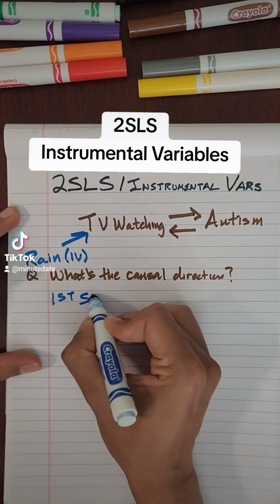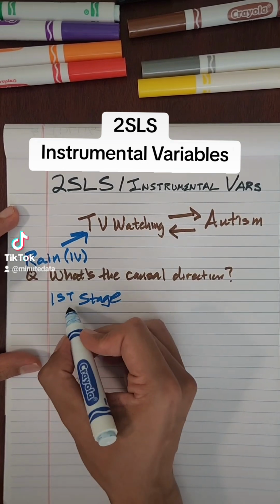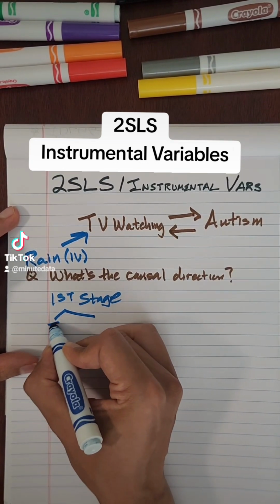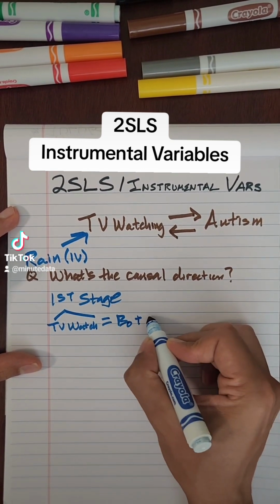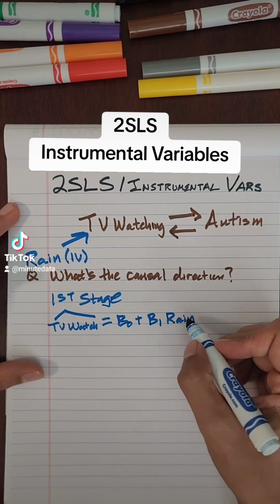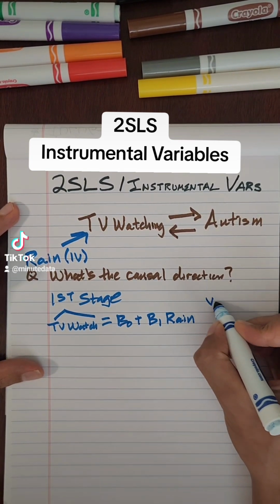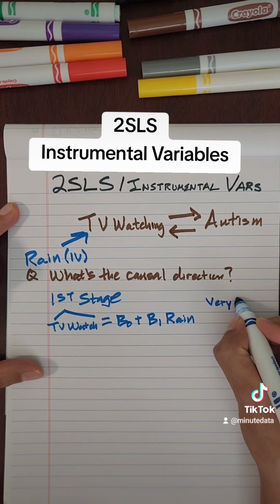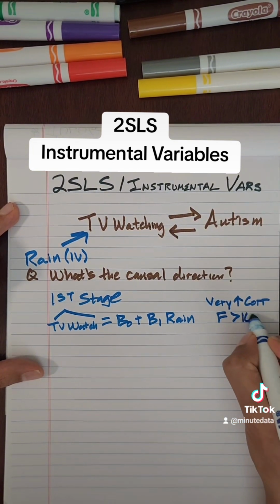So what does this two-stage least squares procedure look like? The first stage is we want to predict TV watching based on the instrumental variable. So we have TV watching is equal to, and we're going to use rain to predict TV watching. And then this should be very relevant. This should be a very strong correlation, very, very high correlation. For example, F statistic is greater than 10.